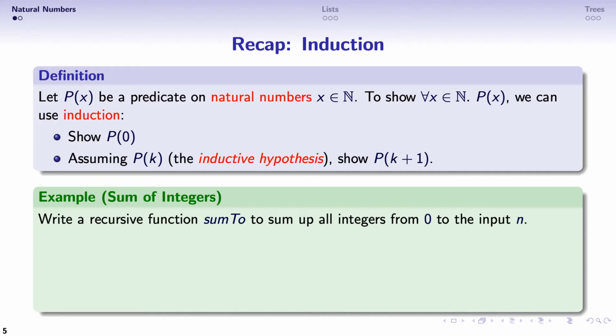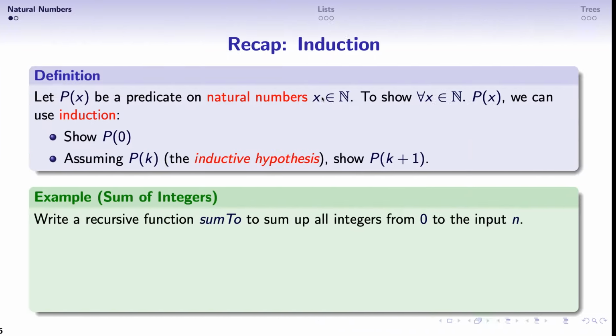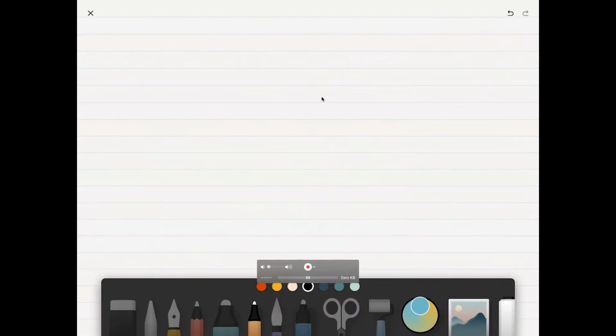Okay, so let's write this recursive function. Let me just switch over to the iPad. Here we go. So the function that we're going to write is called sum2, and it takes in an integer input. Integer supports negative numbers, but today we're not interested in those. So we take in our integer input and produce an integer output.